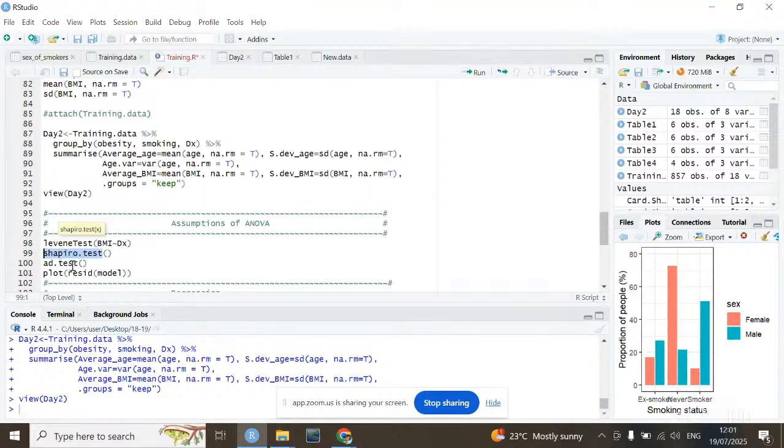Then also the Anderson-Darling test also tests for normality. Now the difference between the Shapiro and Anderson tests: Shapiro tests for samples of less than 5,000 observations. If you have more than 5,000 observations, you'll need to use another test. So you can use the Anderson-Darling test.